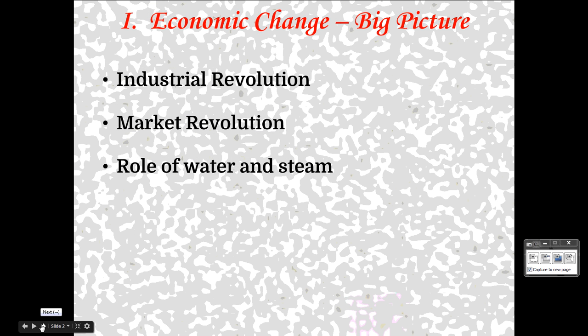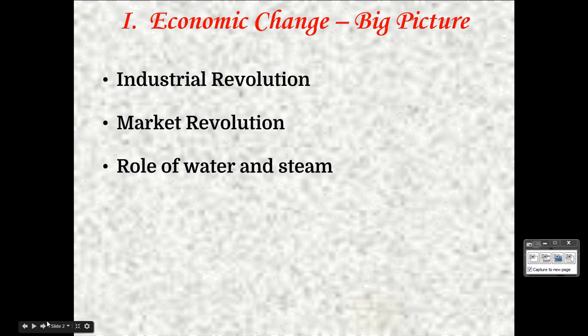There's the Industrial Revolution, which transformed the way that goods were produced. There's also the Market Revolution, which transformed the way that goods were transported to markets. The role of water and steam is crucial to both of these. In the Industrial Revolution, early factories are powered by water. In the Market Revolution, canals and steamboats are going to revolutionize the way goods are taken from one place to another.